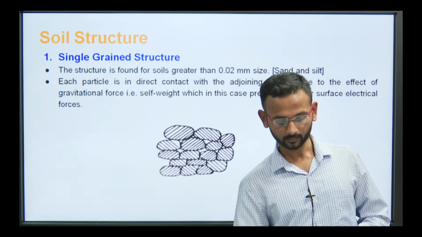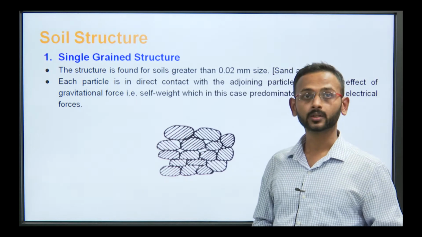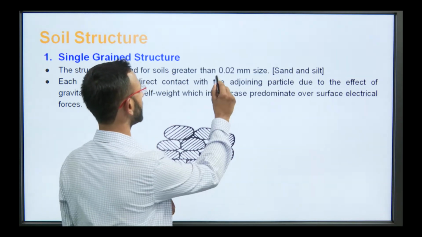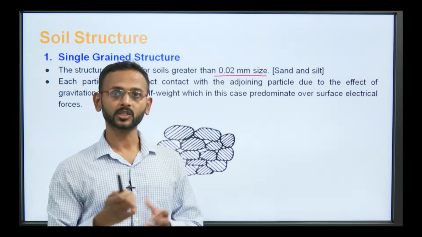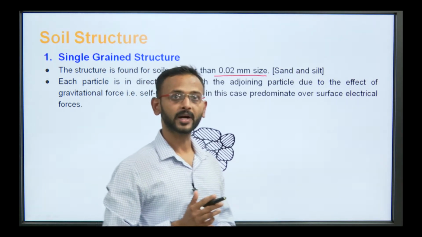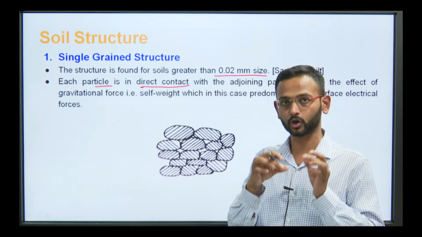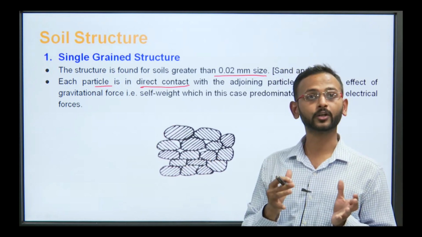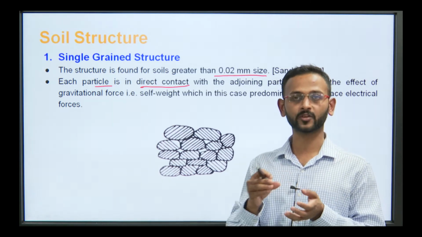The very first thing, when we are talking about the single grained structure, the structure is found for soils which are greater than what? Greater than 0.02 mm size, that is sand and silt particles. If you are talking about bigger or larger particles, each particle is in direct contact with the adjoining particle, due to the effect of what? Gravitational force.